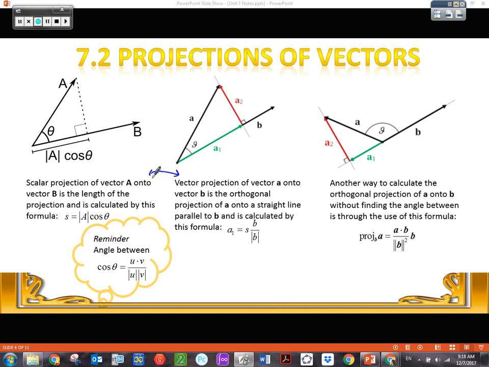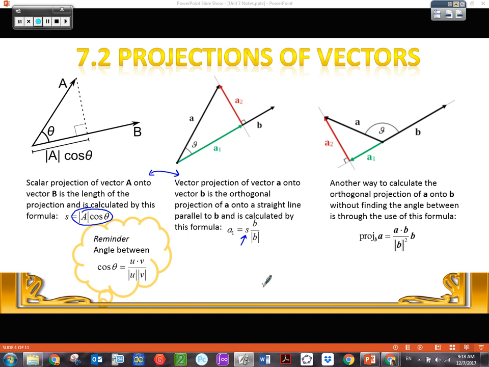These two formulas go hand in hand. They're a pair. For the vector projection of vector A onto vector B, which is what we're looking at here, it's the orthogonal projection. Orthogonal, in other words perpendicular, forms a right angle. It's this formula, and this S is this. These formulas work together. S is magnitude of A cosine theta. That's what the S is.